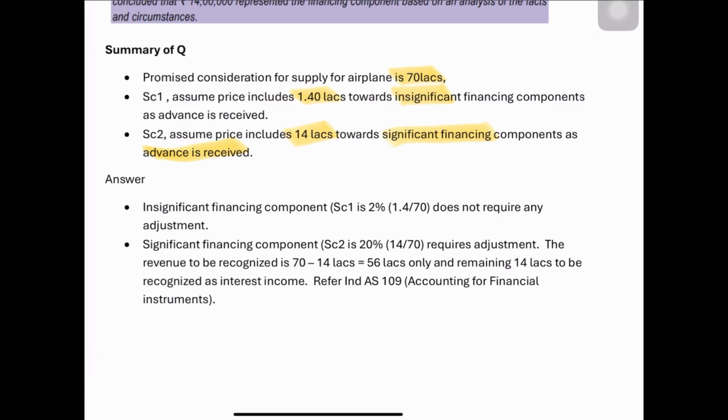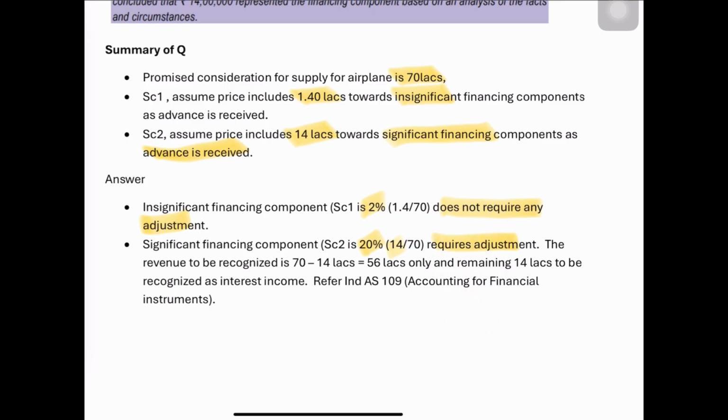In case of an insignificant financing component, no adjustment is needed. You can still recognize 70 lakhs as the revenue. It's insignificant because it constitutes only 2%. Again, judgment needs to be used whether 2% is significant or insignificant. But here in the example they have given this 2% as insignificant, so it does not require any adjustment. But in scenario 2 they have said it is significant because it's 20%, 14 lakhs, then it requires adjustment.